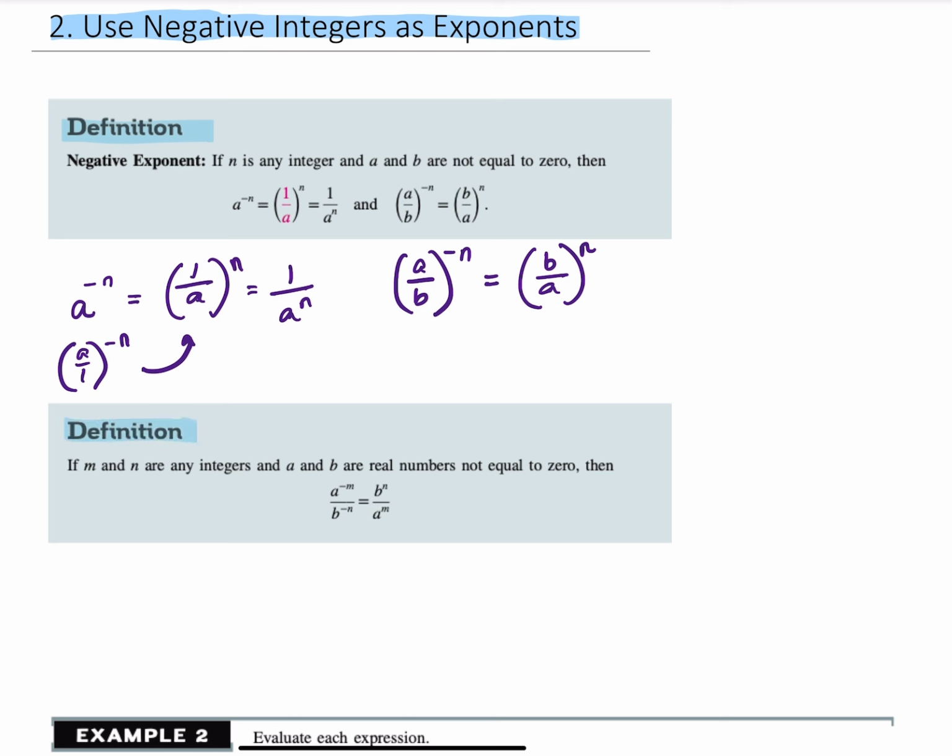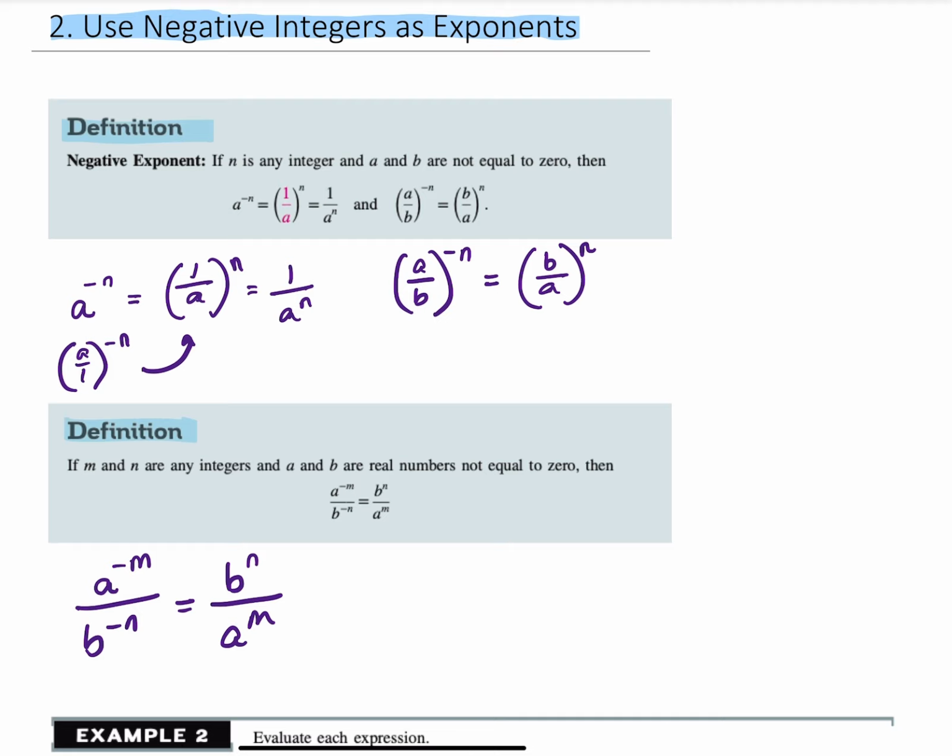And this is true too if we have different exponents, so that's what the second definition is showing, telling us a to the power negative m over b to the power negative n will flip the fraction and make the exponents positive. So b to the power positive n over a to the power positive m. So the fraction flips and the exponents become positive. We can go the other way here too. If we wanted to flip a fraction and express it with a negative exponent, that's also legitimate.